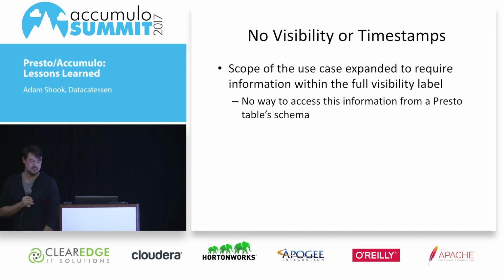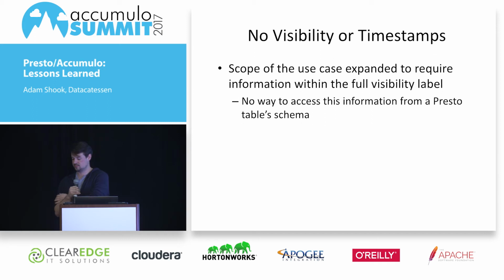Next in the use case, it changed a little bit in that you weren't able to actually see the full visibility label or the timestamp on the entry in Accumulo through the SQL API. So what they were doing is having to basically scan Accumulo through the regular Java APIs in order to access that information.